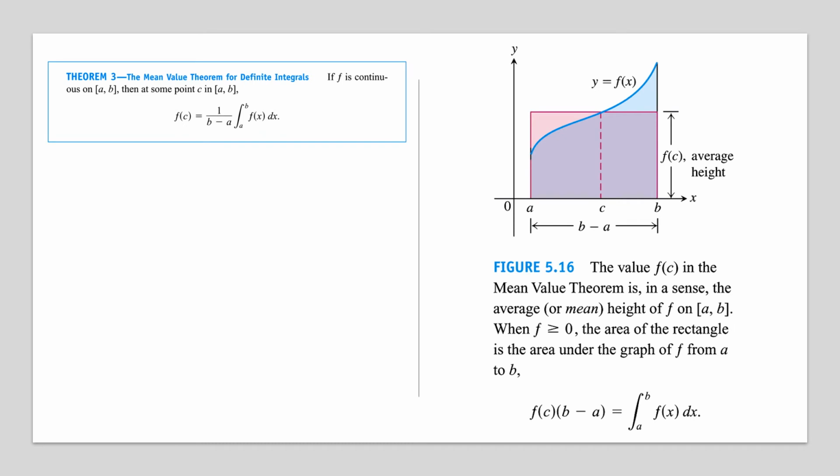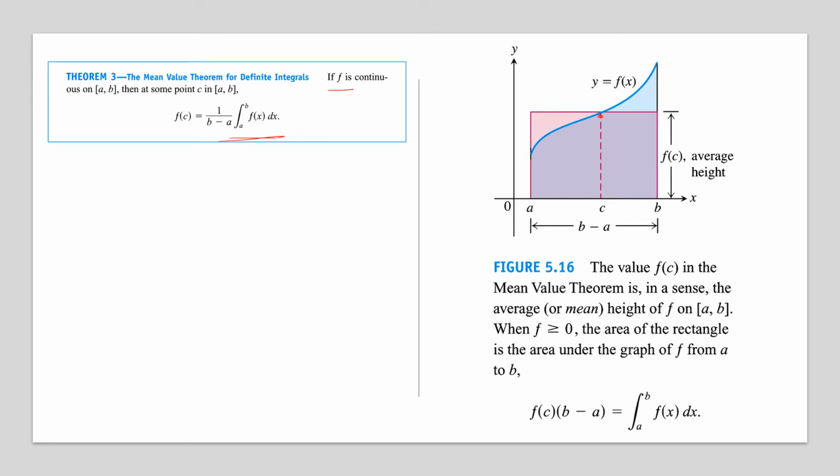So let's begin with the mean value theorem for definite integrals. The statement of the mean value theorem is: if f is continuous on a closed interval, then at some point c in the closed interval, the function f attains its average value. Here is the function which is continuous on the closed interval [a, b]. So there must exist some point where the height of the function is equal to its average height. So let's see how we can prove this.